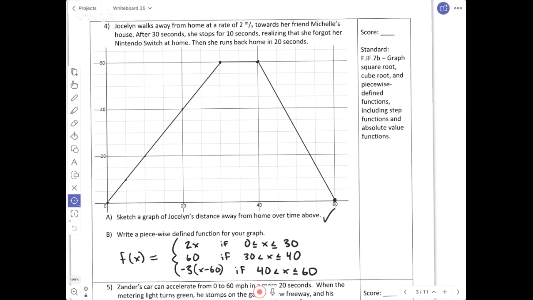Questions about piecewise defined functions? Claudia?